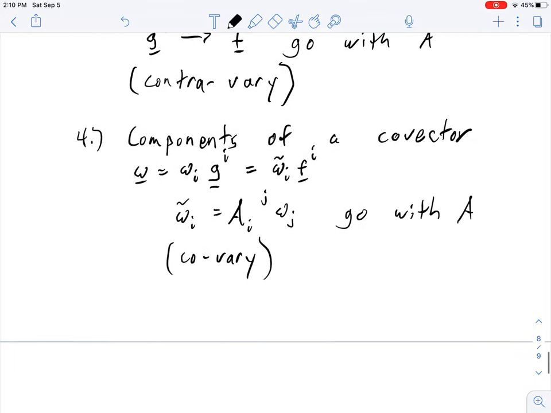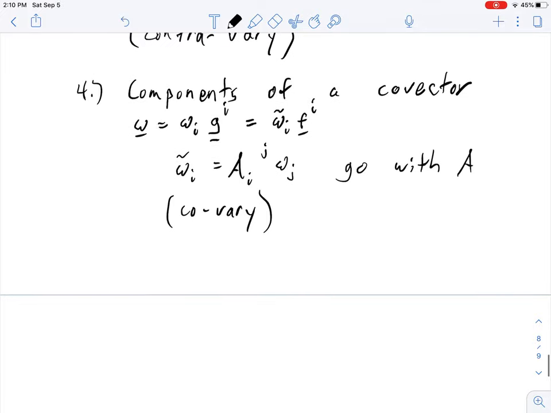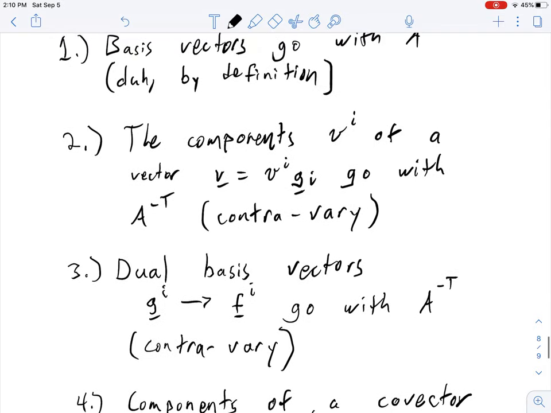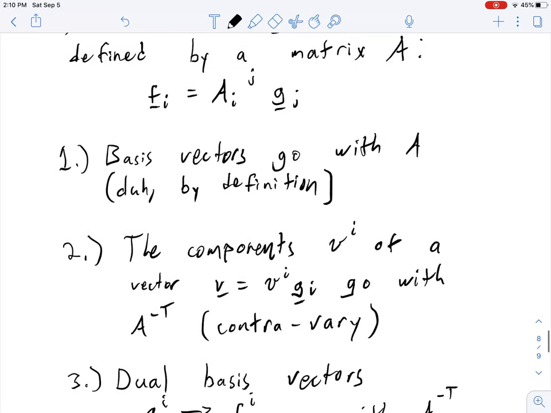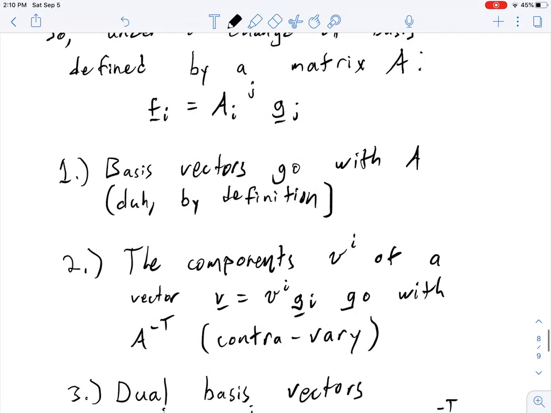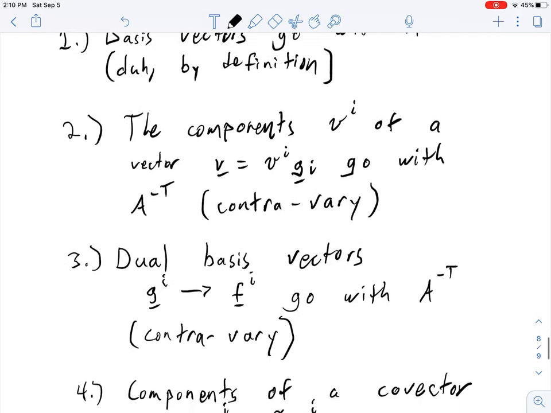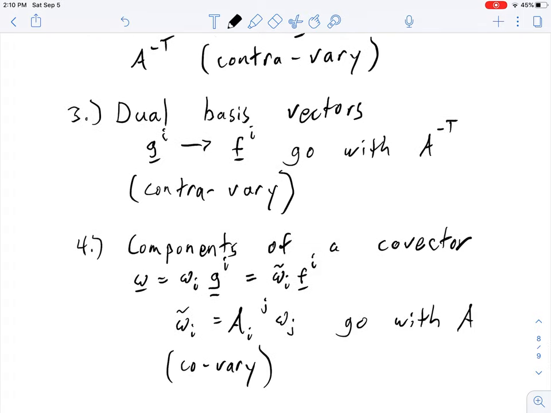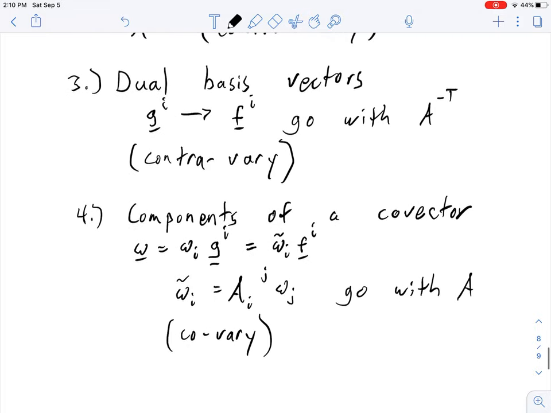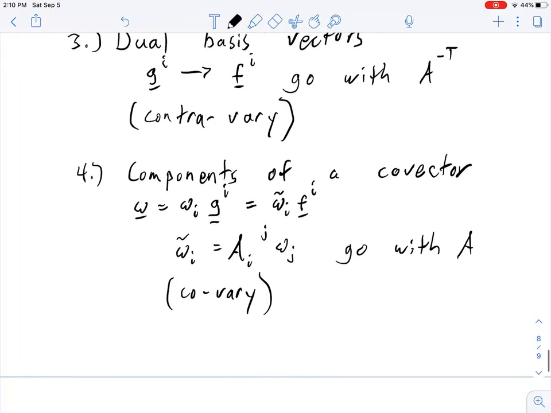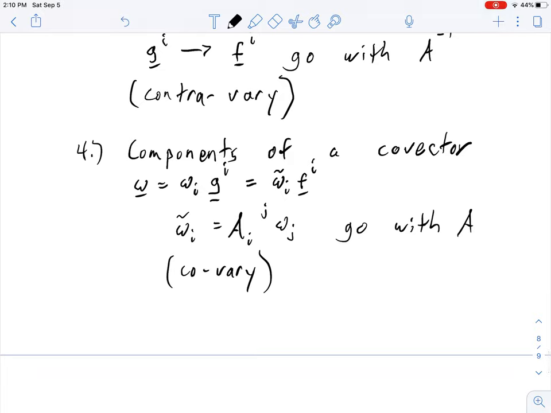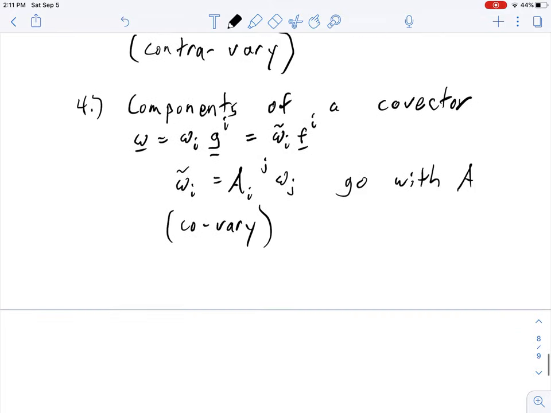All right, so the components of a covector covary with change of basis, while the components of a regular vector contravary with change of basis. That's because the basis vectors themselves covary by definition, since we're talking about the change of basis matrix, and the dual basis vectors contravary. So to get something that doesn't change, if it's a covector, the components have to go with A while the basis goes with A inverse transpose, for your covector not to vary under change of basis. And for your vector not to vary, its components need to go with A inverse transpose while the basis vectors go with A.